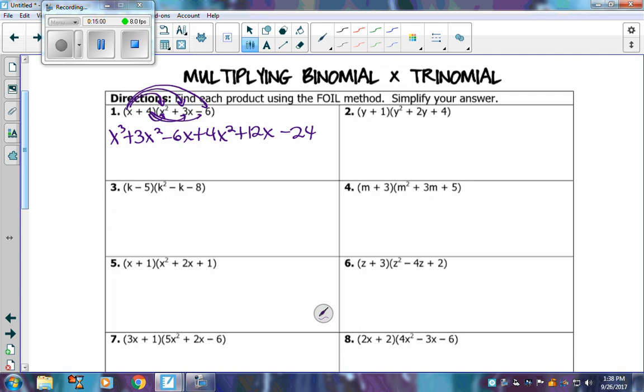And now you combine your like terms. Start with the largest exponent, x cubed, and there's not another x cubed. Okay, 3x squared and 4x squared. Negative 6x, positive 12x. And minus 24. That's all there is to it.